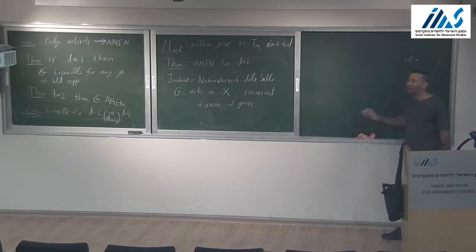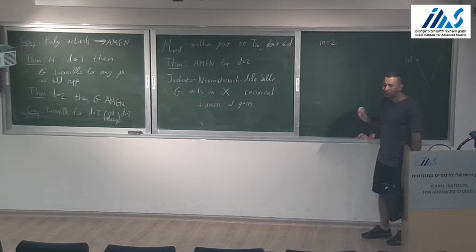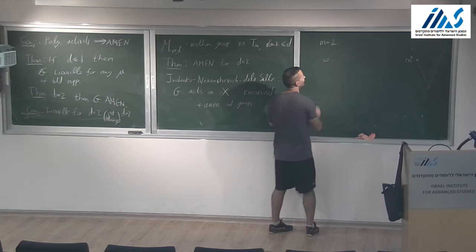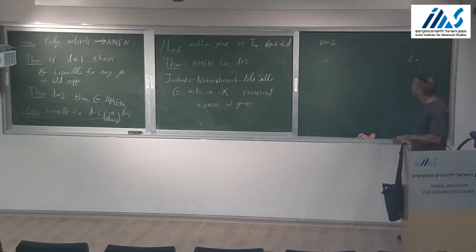Let's start with m equals 2, so we are looking at the binary tree. If you look at level 0, you just have one vertex, 0. So it's a very simple graph, almost the simplest graph. If you look at level 1, you have two vertices, 0 and 1, and you have an edge between them.